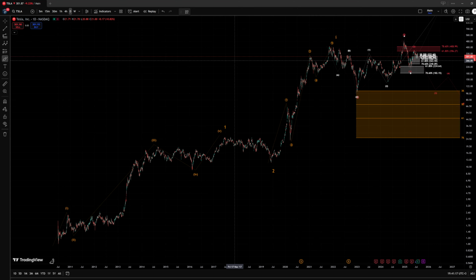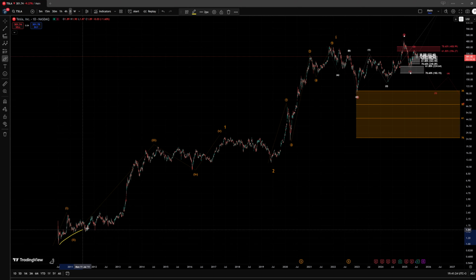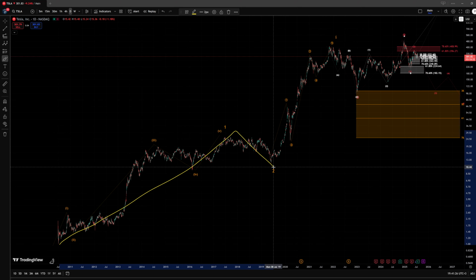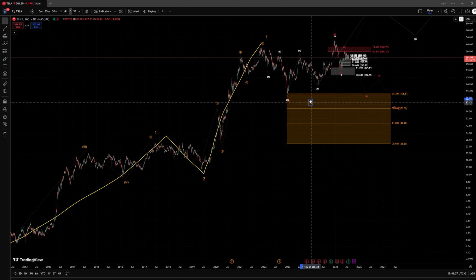In this video we are looking at Tesla, and from the beginning we have been tracking an impulse to the upside where we had a wave 1 up, a wave 2 down, and then in the third wave we completed the wave 1 up, and then we start into two different split scenarios for the wave 2.